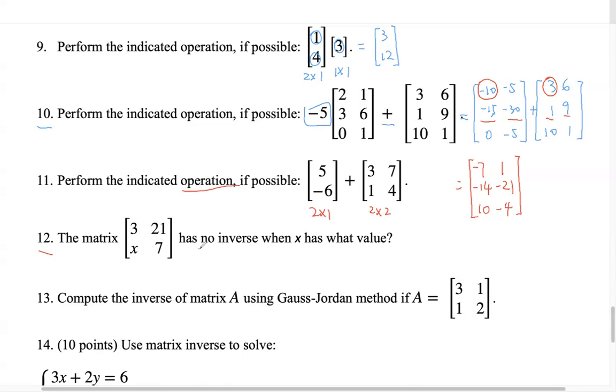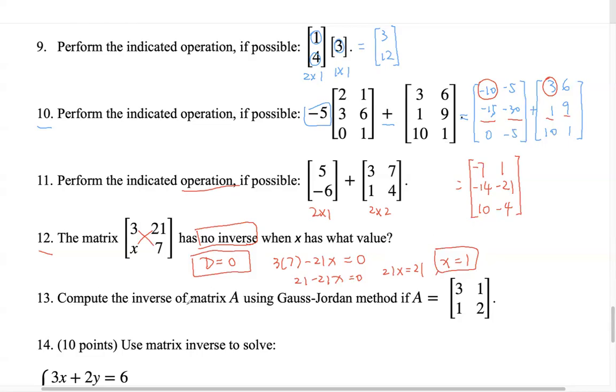The matrix has no inverse. Has no inverse means the determinant equals 0. How do we find the determinant? We multiply 3 with 7, subtract 21 times x. So 3 times 7 minus 21 times x should be 0. So 21 minus 21x is 0, or 21x equals 21, which means x equals 1. So the only thing is we have to understand that when the matrix has no inverse, the determinant is 0. So x equals 1.